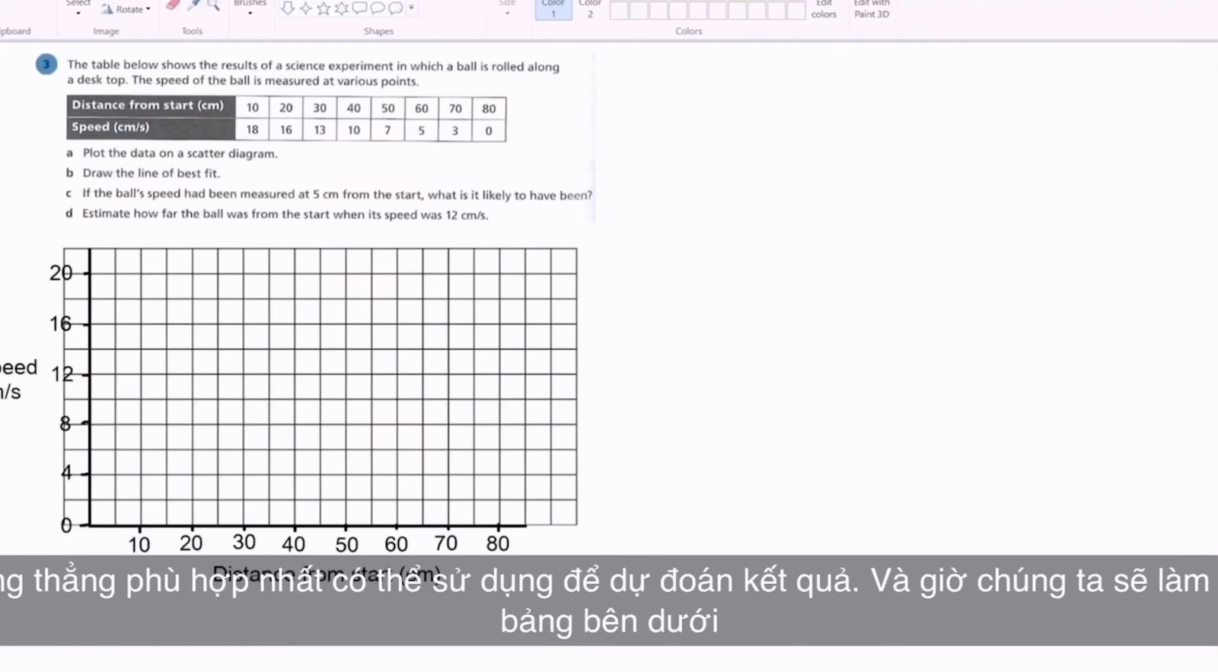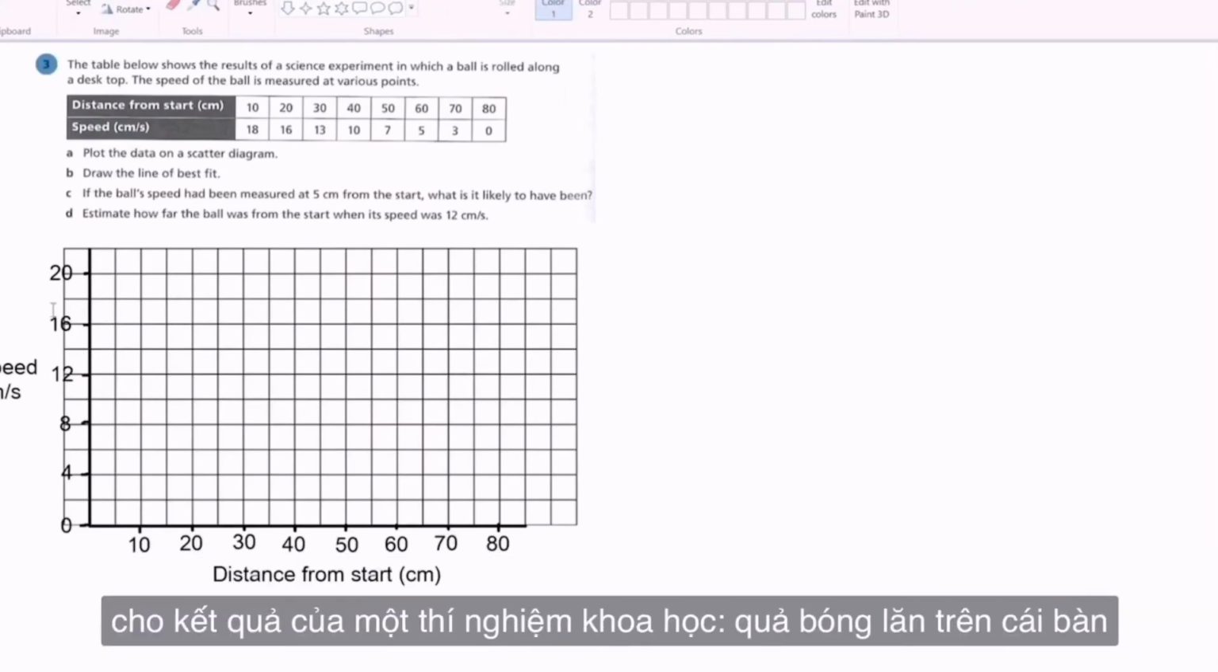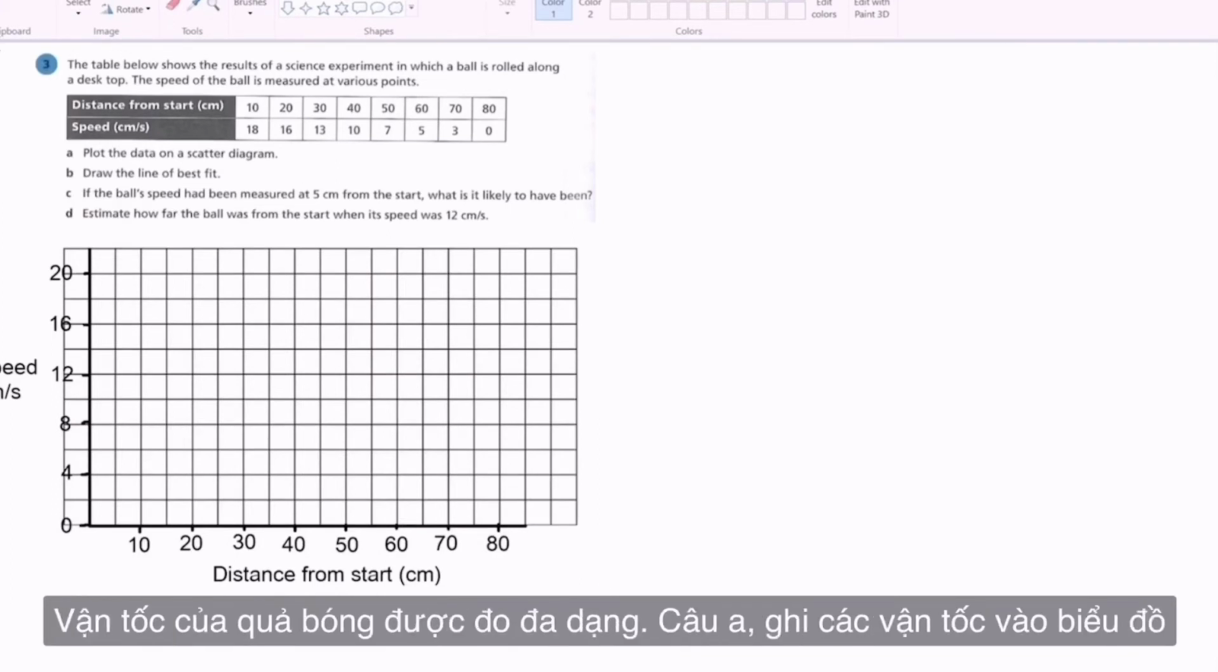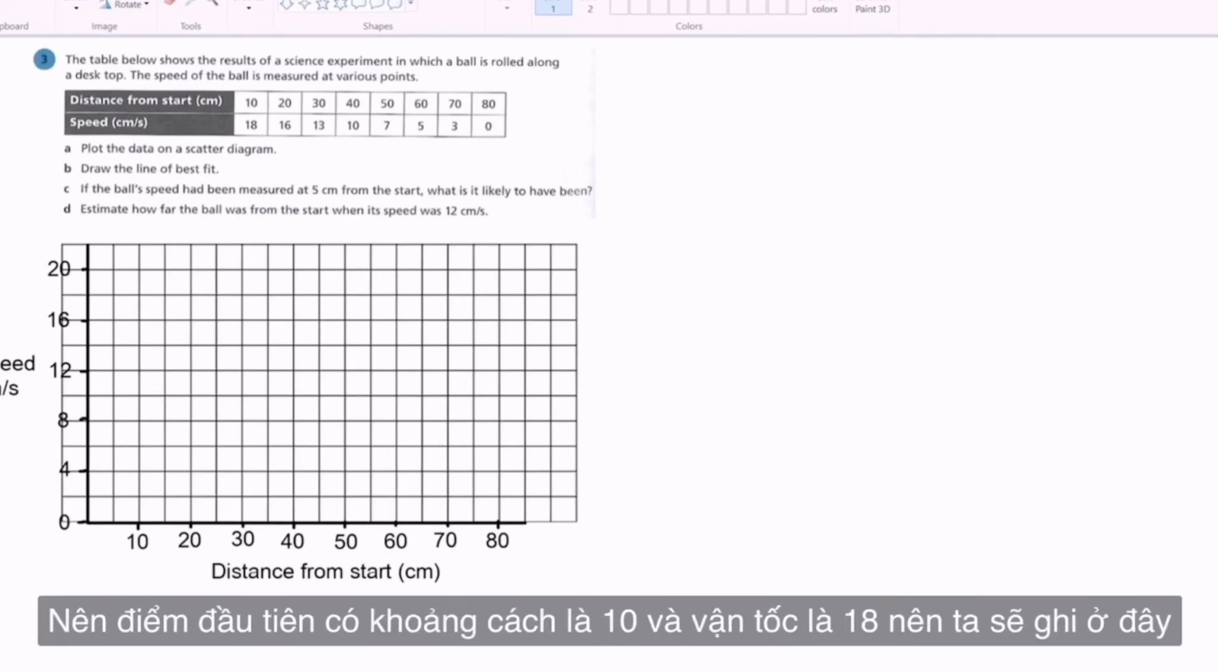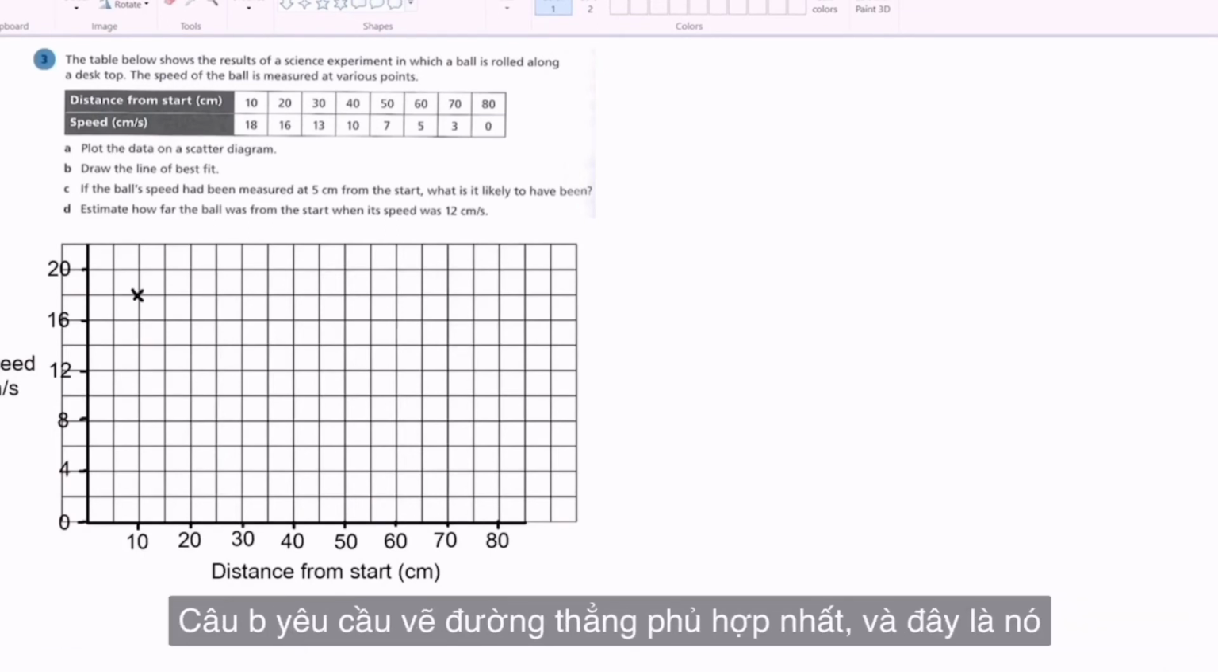So now we will do an example. The table below shows the result of a science experiment in which a ball is rolled along a desktop. The speed of the ball is measured at various points. Part A says, plot the data on the scatter graph. So the first pair is distance from start 10 and speed 18. So we will plot here.